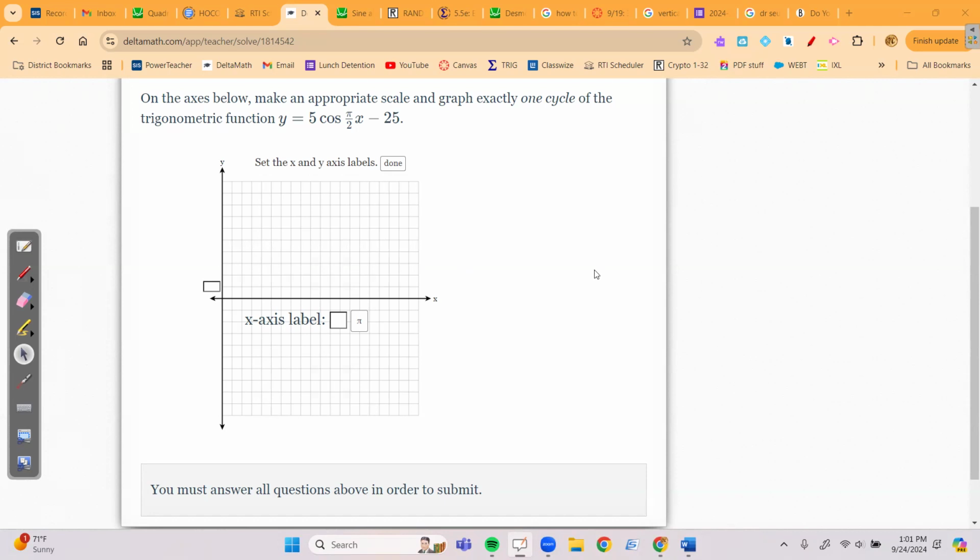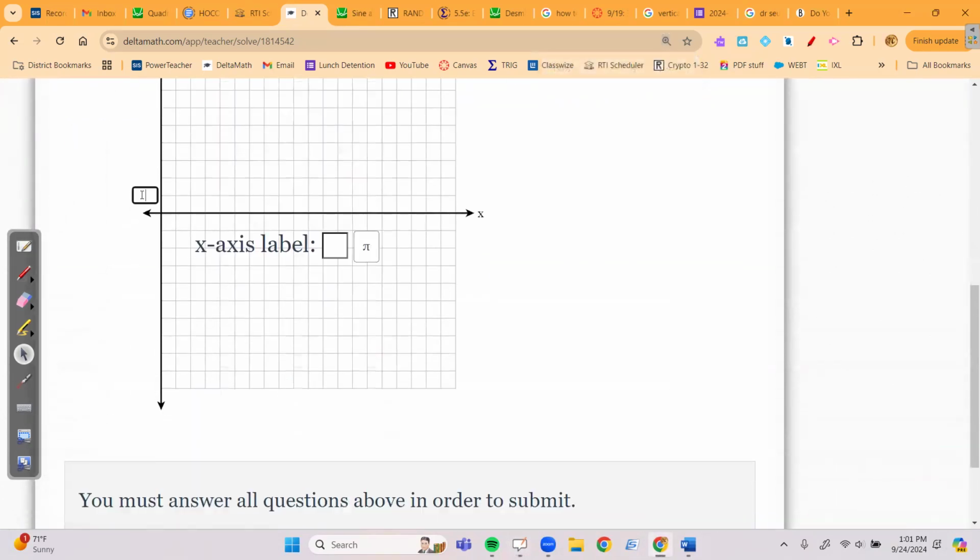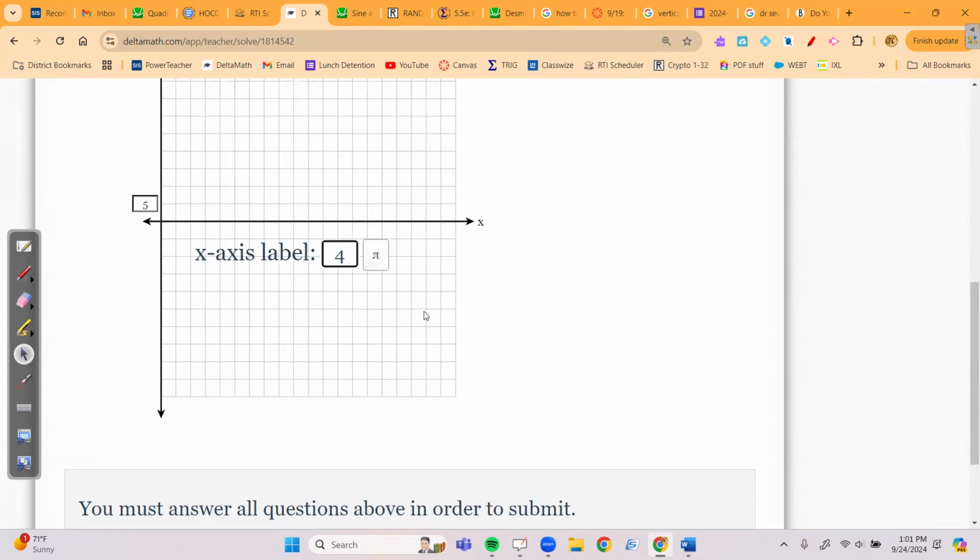So I'm going to see, I don't know how much I can zoom. Oh, I can do quite a bit. So in this little box right here, I'm going to type 5. And now I hope you're paying attention. What was the final length of our period for this function? Just 4. So I'm going to type in 4, and I'm not going to touch the pi button next to it because I don't want it to be 4 pi. I just want it to be 4.